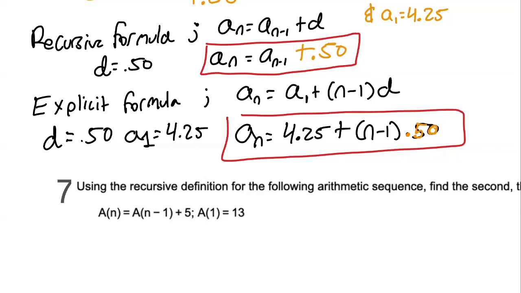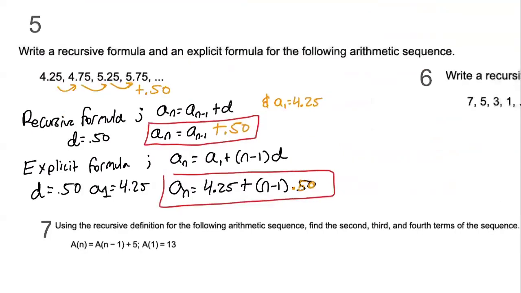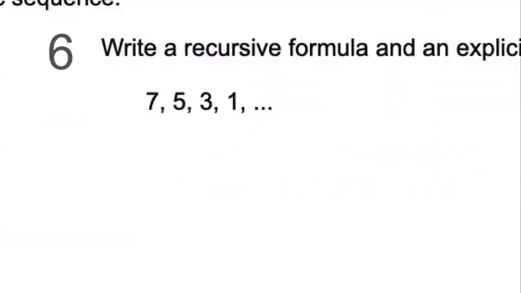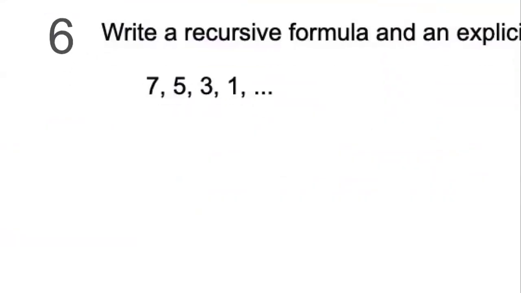Does anyone have any questions? Pretty easy. Number 6, it says write a recursive formula and explicit formula for the following arithmetic sequence. So it's the same thing. In this case, what's the pattern for every term after each term? Not times 2, minus 2.